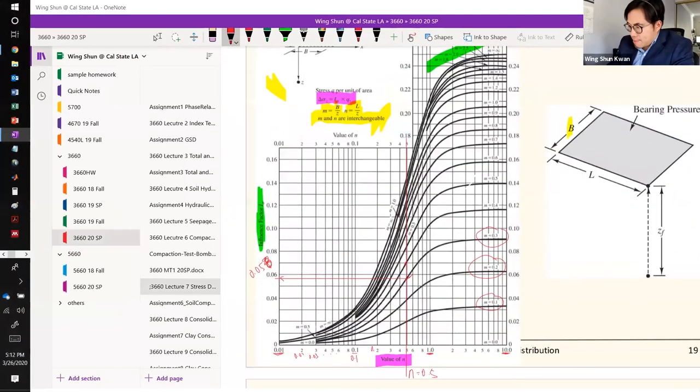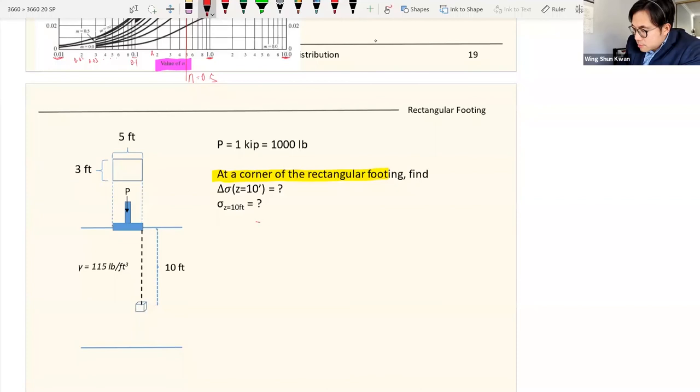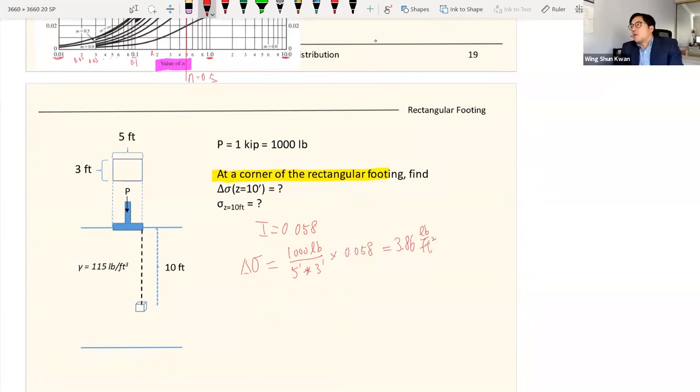So we got an I value of 0.058. So the distributed stress will be equal to, one more time, the loading divided by the area, which is 5 feet times 3 feet, and then also times the I value. All right, so this one we got 3.86.